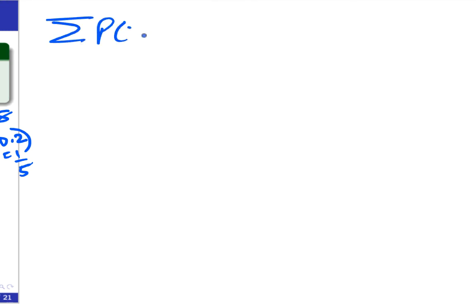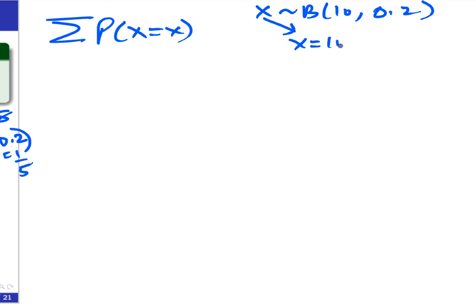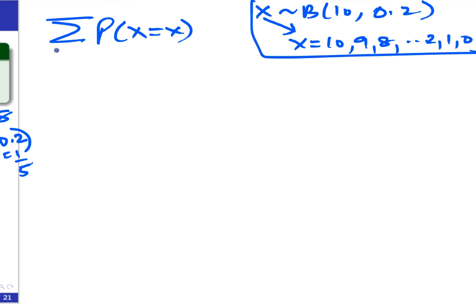The sum of all the probabilities where this x can take values from, because x is a random variable, remember, a binom with 10 and 0.2. So what are the values your x can take? It can get 10 questions correct, 9 correct, 8 correct, ... 2 correct, 1 correct, or none correct. When you sum all these probabilities, it is 1.